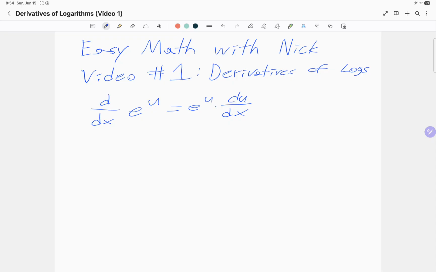So we're starting off here with d/dx of e^u equals e^u times du/dx. This is our starting point for today because we're going to be using this to help find the derivatives of both the natural log and logarithms of other bases as well.